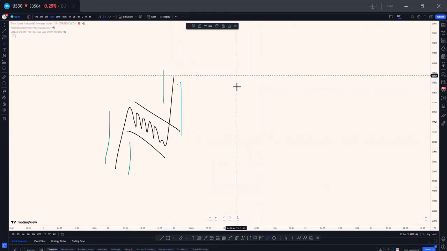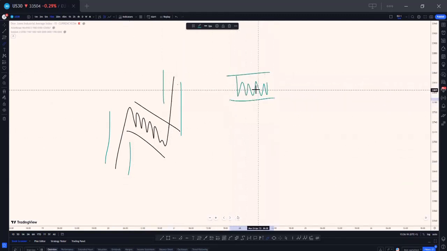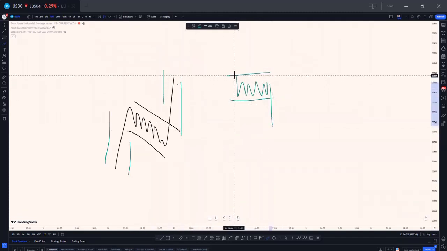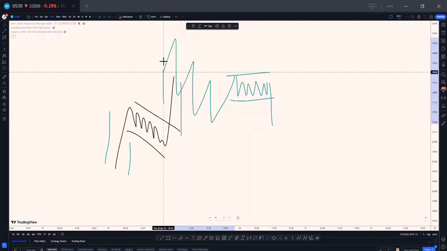All right, because consolidations are kind of like accumulations, as I said earlier, and at the same time, we expect manipulations to happen, right? So now imagine you understood that this was a correction, all right?